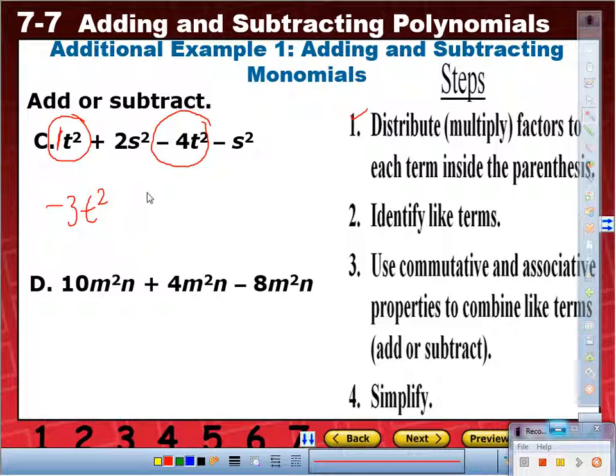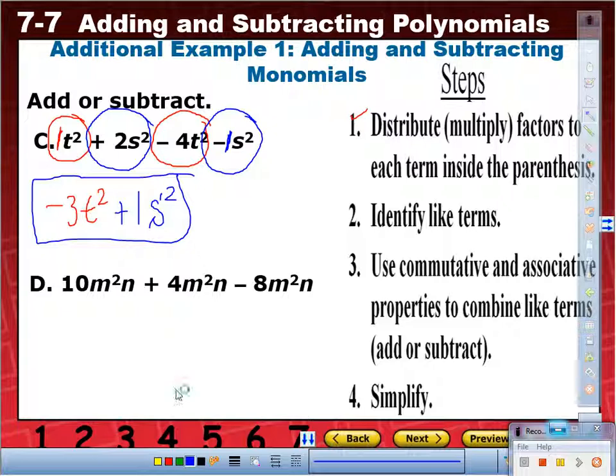Next, 2s squared and negative 1s squared. Is that correct? Yeah. So what is 2 minus 1? 1 positive, so it's 1s squared, or without the 1. Hands if you got that by yourself. Okay, good.